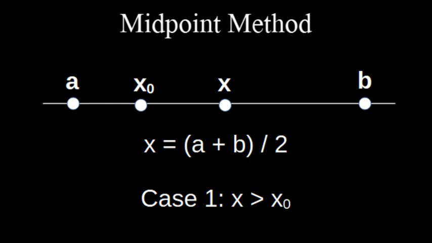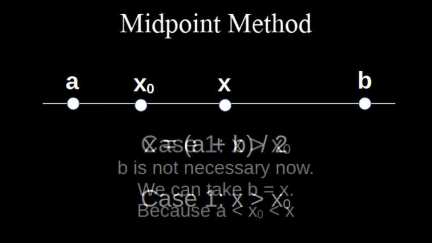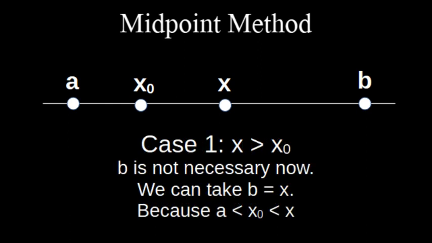Let's first examine the case where x, that is, the midpoint, is greater than x0, that is, the root we want to find. If x is greater than x0, we no longer need point b. We can equate b to x, because x0 will stay between point a and point x. To get closer to the root, we compress it to stay within a certain range.